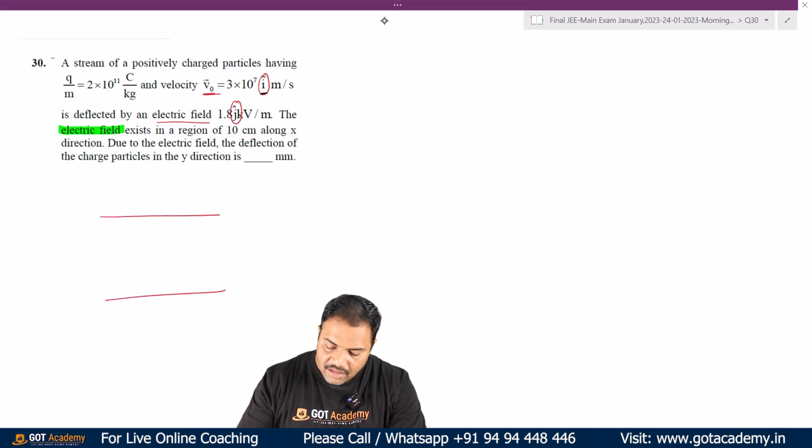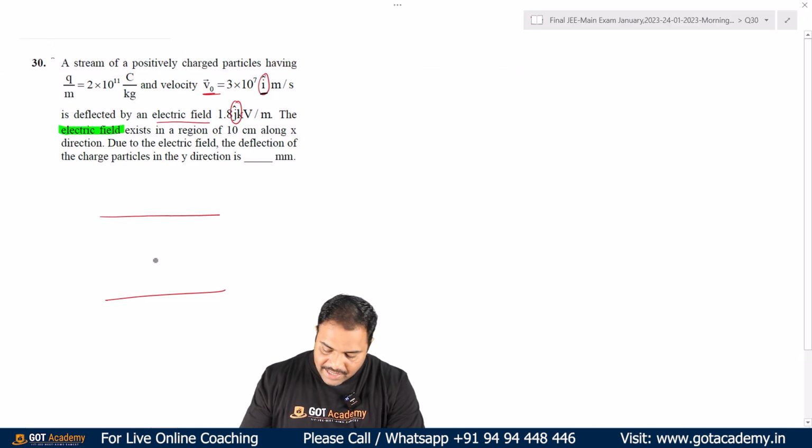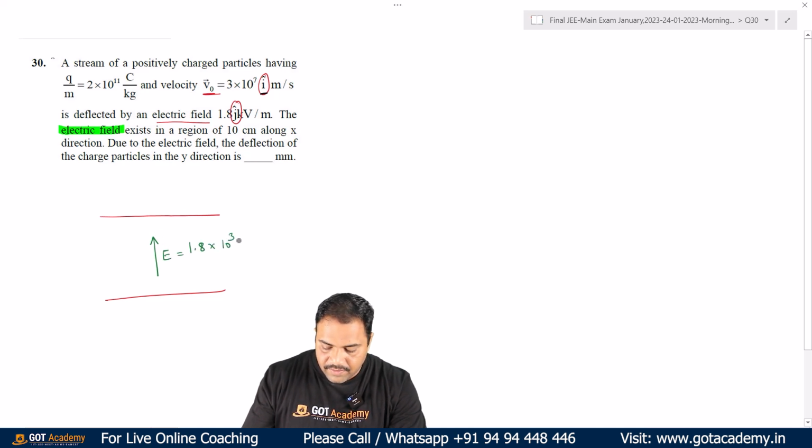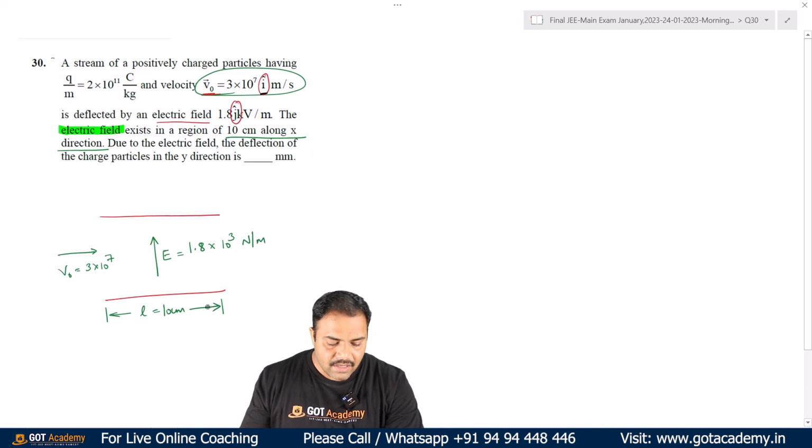So electric field is given along j, in the sense that is positive y-axis, so upwards. So this is the direction for electric field, which is equal to 1.8 into 10 to the power of 3 Newton per meter, where the velocity is given along x-axis. So V0 is equal to 3 into 10 to the power of 7. Now coming to its length, L is equal to 10 centimeters along x direction. So this is x direction, like this.